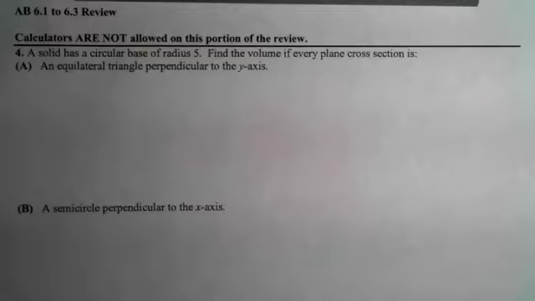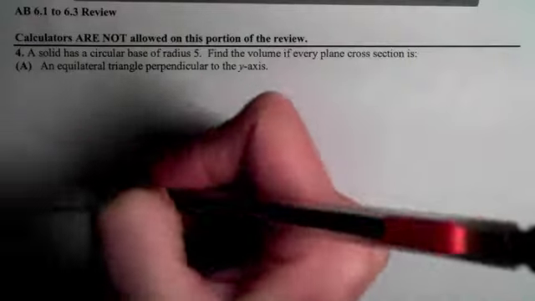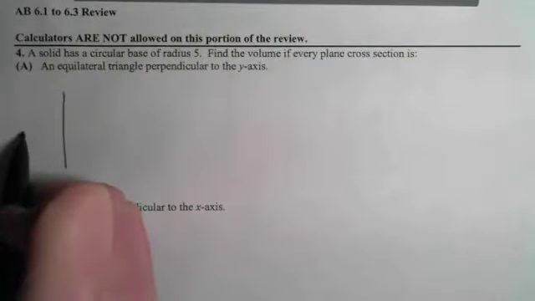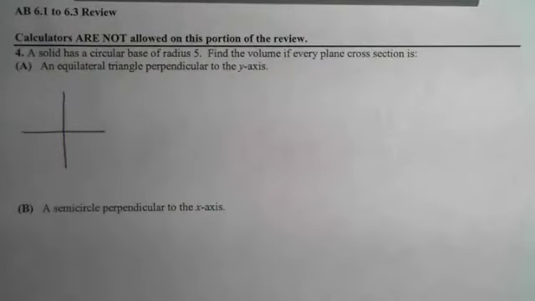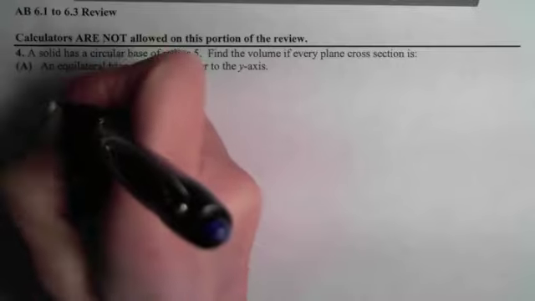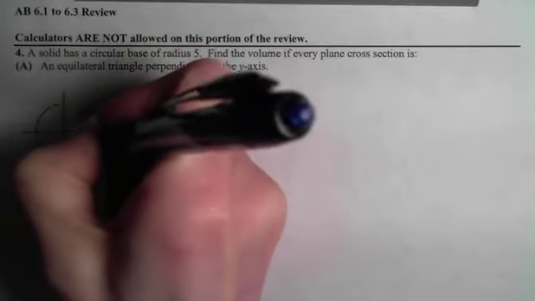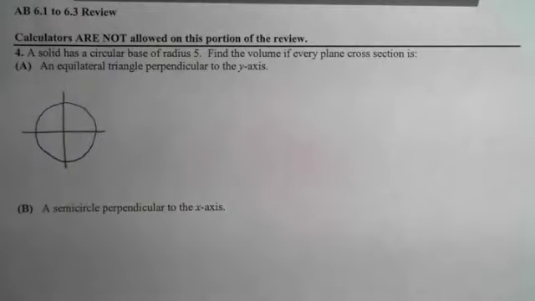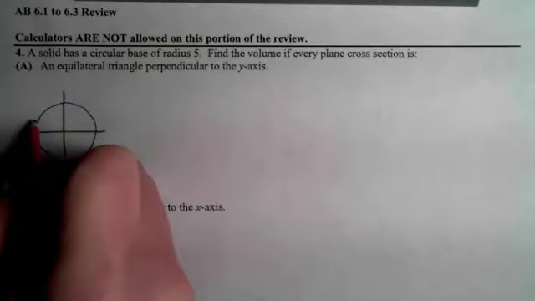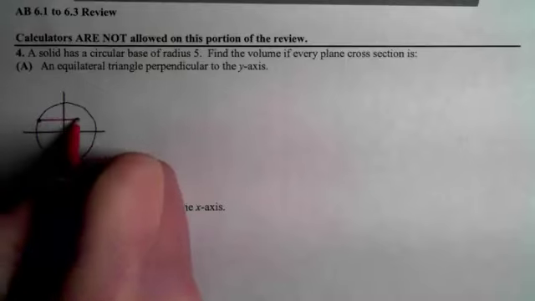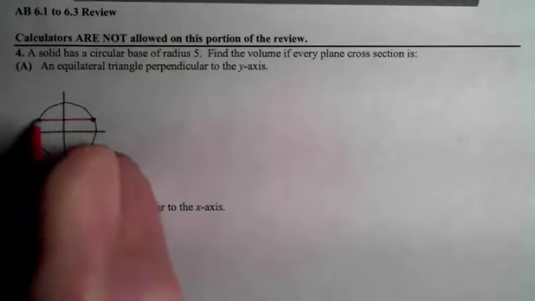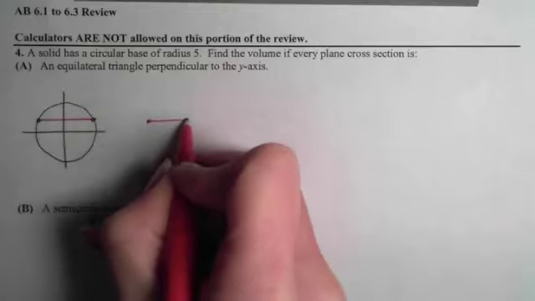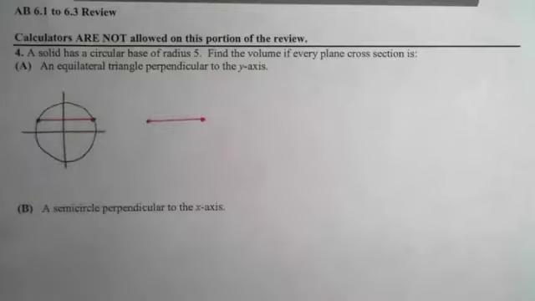I'm going to do my axes in pencil because that pen isn't quite showing up as well. We have a circle with a radius of 5. And we want a cross section that is perpendicular to the y-axis. And then off of that, we're going to build an equilateral triangle.